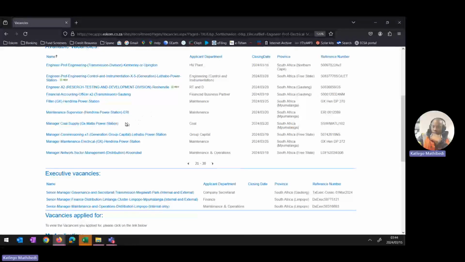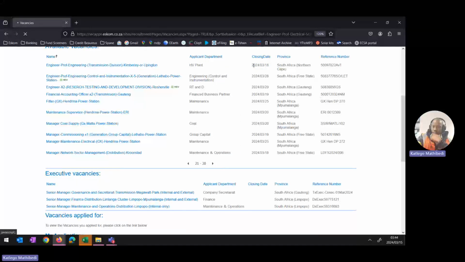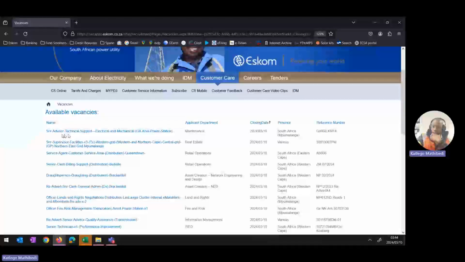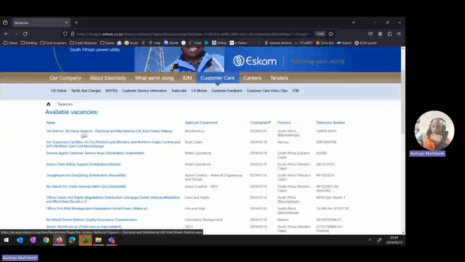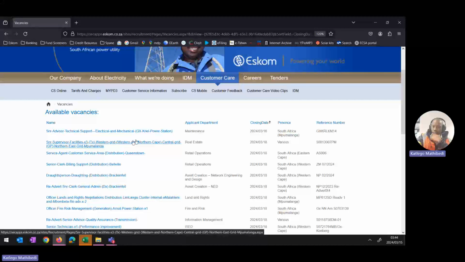And let's say there's a specific area that you want to work on, you can start with the ones we're going to be closing soon. So the next post that's going to be closing is the senior advisor for technical support, and then the one which closes on the 16th, which is tomorrow, senior supervisor for facilities.